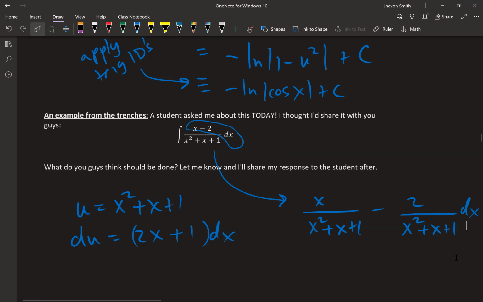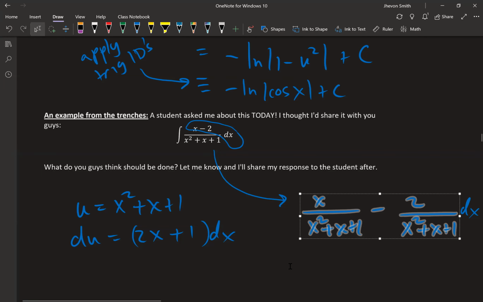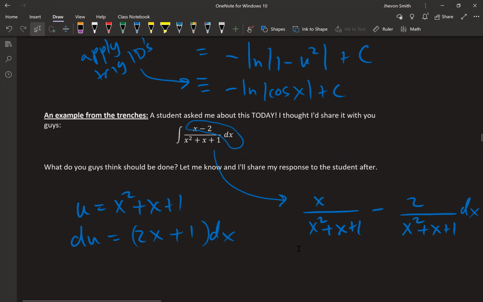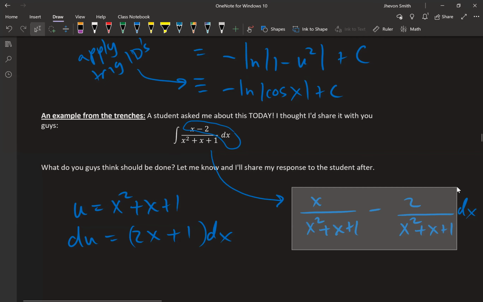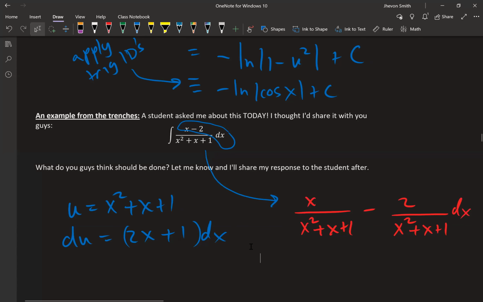This is not going to force that substitution to work, because making u equal the denominator of either of these guys, then the numerator is not going to cooperate. So this is correct, but it's not actually useful here. You can complete the square for the denominator.